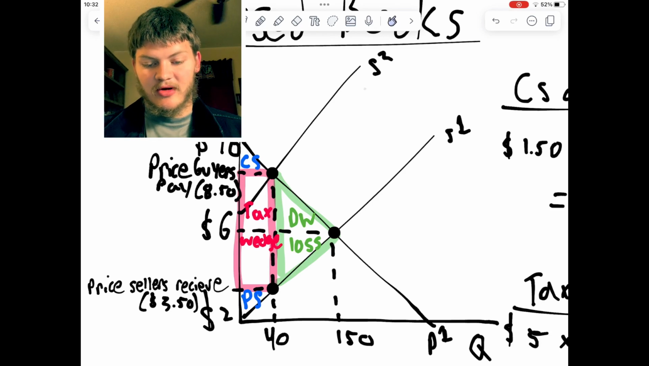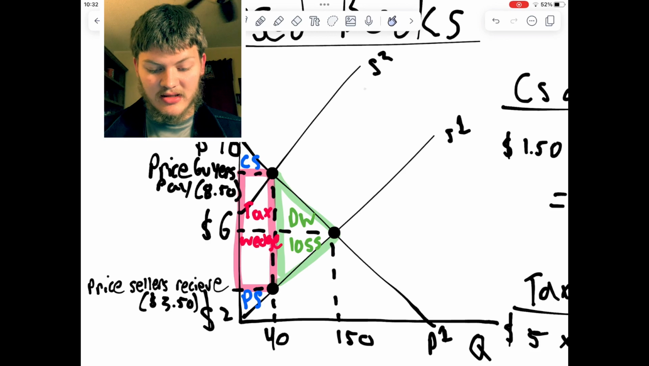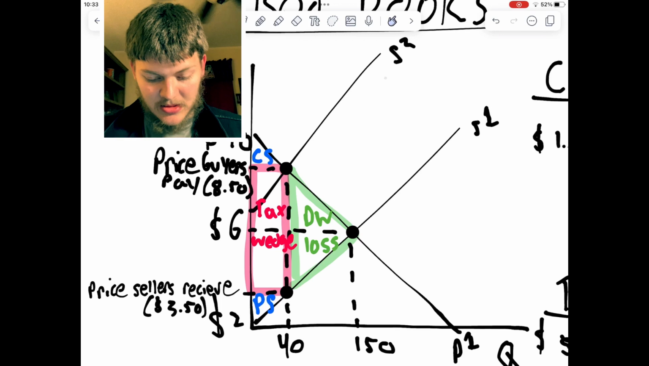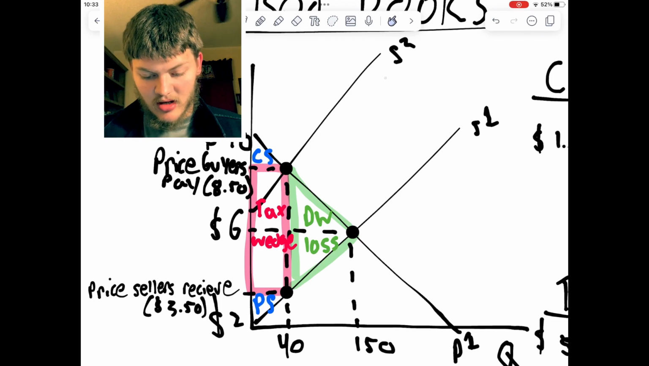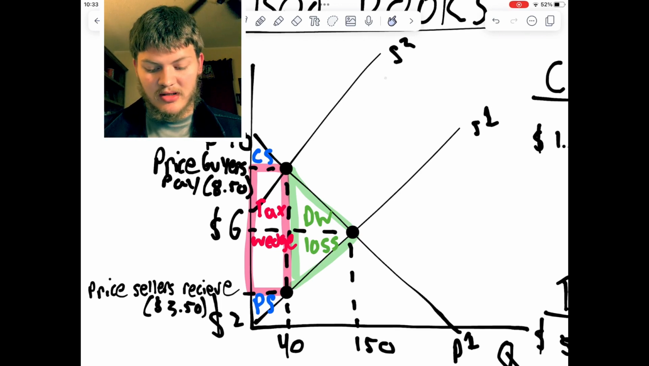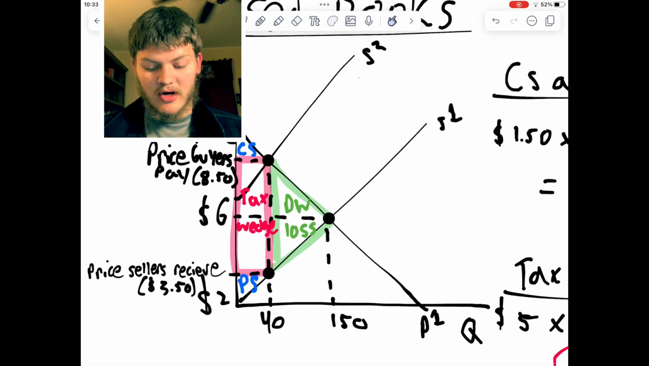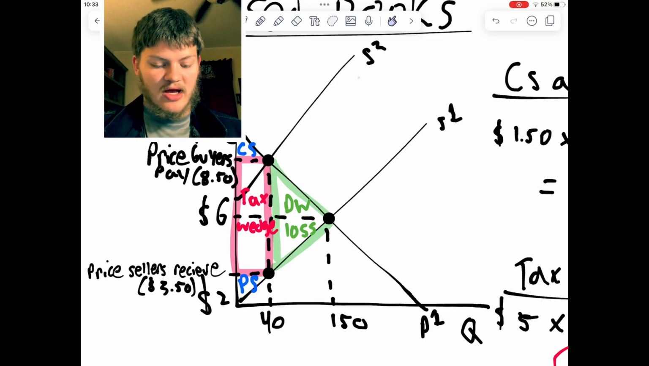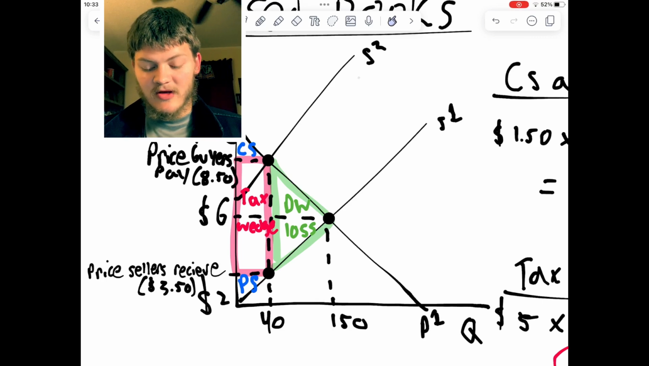And it's just this little triangle right here. Obviously, the surplus of both the consumer and producer are cut into with this tax. It is a pretty big tax of $5 per sale. And with this tax in place, the quantity supplied and demanded is going to drop. New equilibrium will be met as the tax is instituted. It will change from 150 to 40 in this scenario.